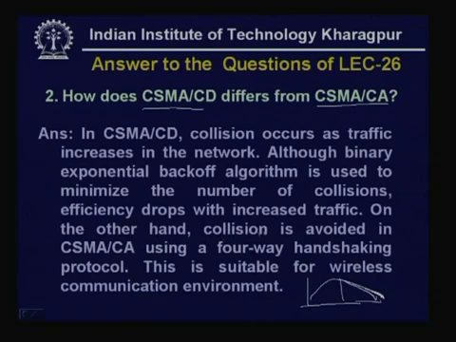On the other hand, collision is avoided in CSMA/CA using the 4-way handshaking protocol. As you have seen, the 4-way handshaking protocol uses request to send and clear to send, and by listening to this clear to send, the other stations back off, do not send their data, and this way the collision is avoided. This is particularly suitable in a wireless environment where collision detection is difficult.